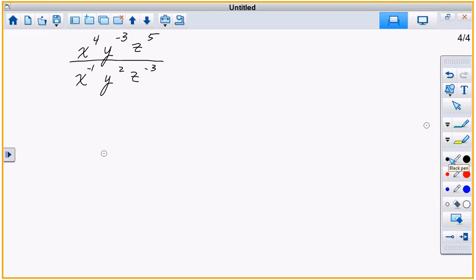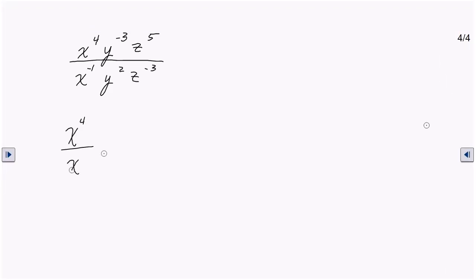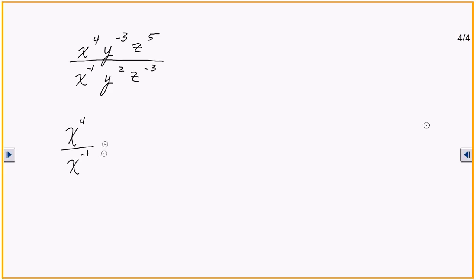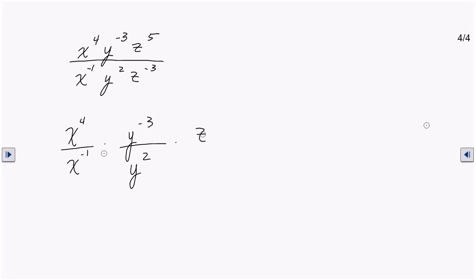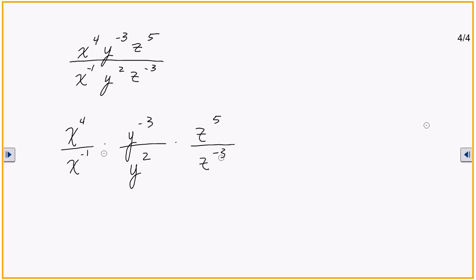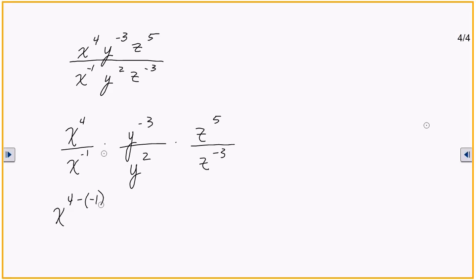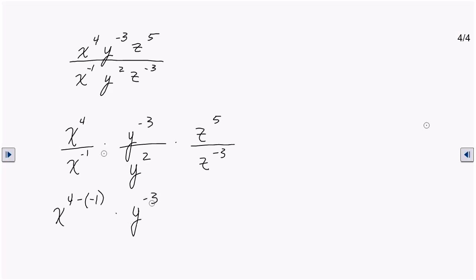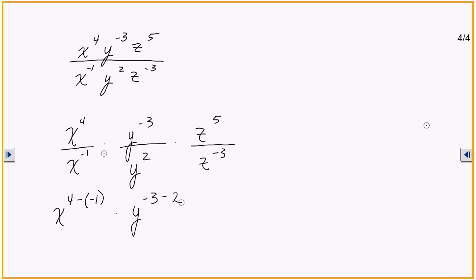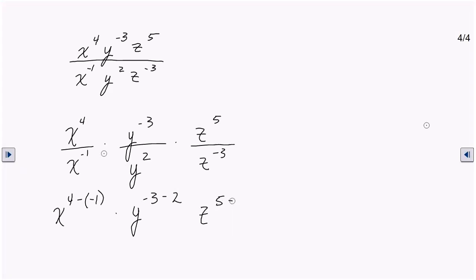All right, so here we are. Since I've got the same bases, I'm going to break it up. So this is going to be x to the fourth over x to the negative one times y to the negative three over y squared times z to the fifth over z to the negative three. Now, as you can see, we've got the same bases, so I'm going to use the quotient rule. And that'll give me x to the 4 minus a negative 1 times y to the negative 3 minus 2 and then z to the 5 minus a negative 3.